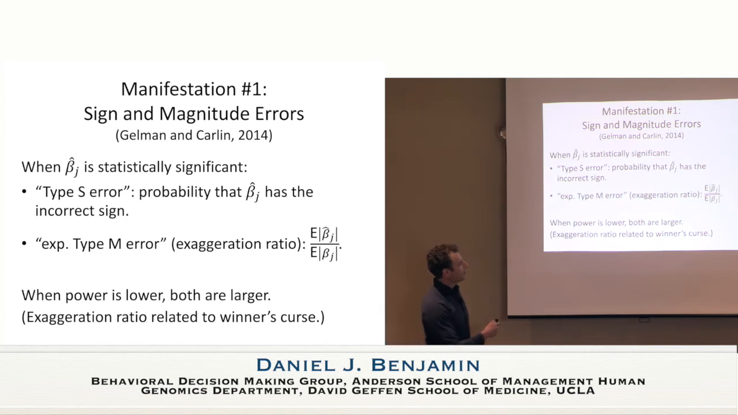So they show that when power is lower, both of these error types are larger. And Patrick's going to talk more about the winner's curse. It's very closely related to the exaggeration ratio. So the idea is, when you find a statistically significant result and you have low power, it's likely that you've overestimated the effect.